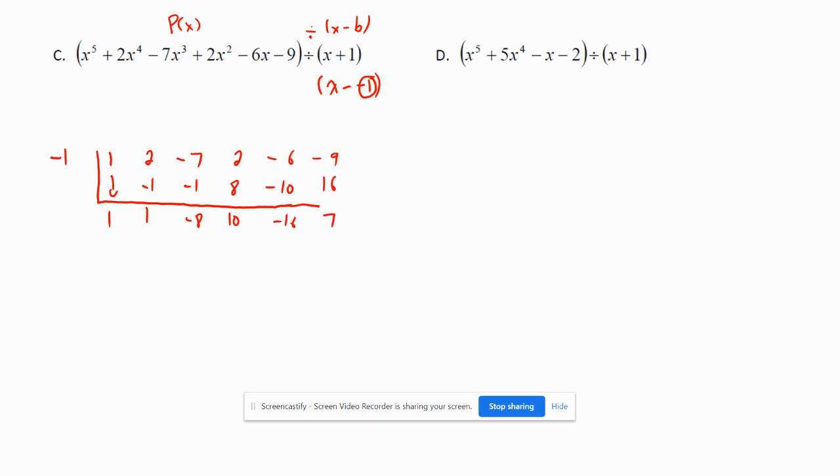till we get this. So what this means is this term, if I'm going x to the 5th divided by x, that's going to be an x to the 4th term, plus x cubed minus 8x squared plus 10x minus 16 with a remainder of 7. Okay. All right. Example D is a bit different as well.